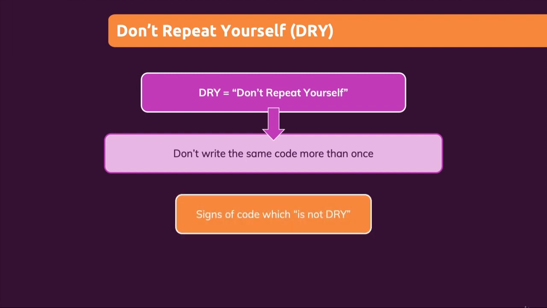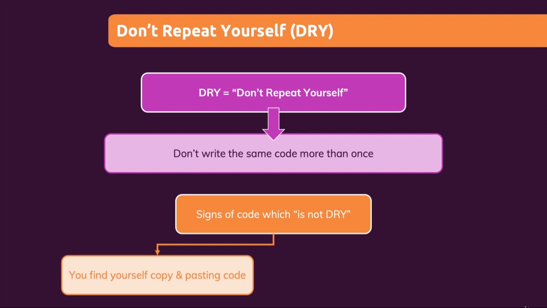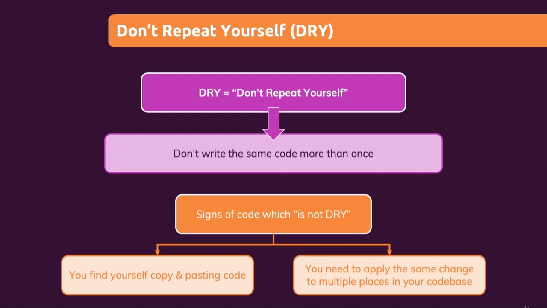Now here are some signs for code which is not DRY, where you are repeating yourself. One obvious sign, of course, is that you find yourself copy and pasting code. If you're doing that, you are obviously repeating yourself. But another sign would be that you need to change something and you see that you need to apply basically the same change in different places in your code base. Well, the reason for that probably is that you did repeat yourself.